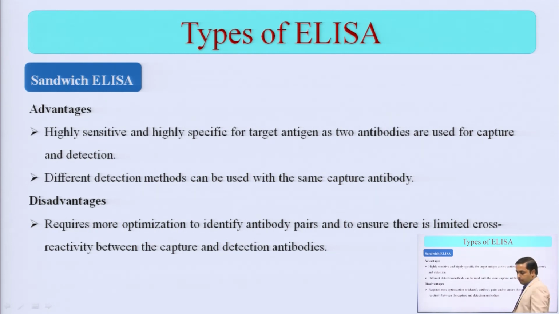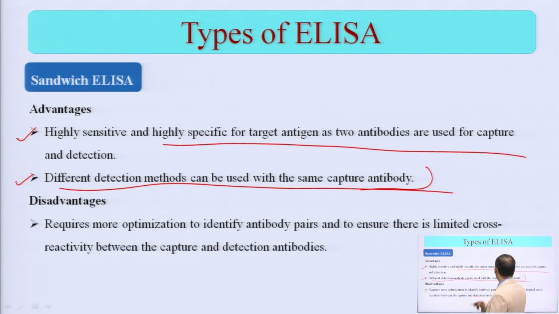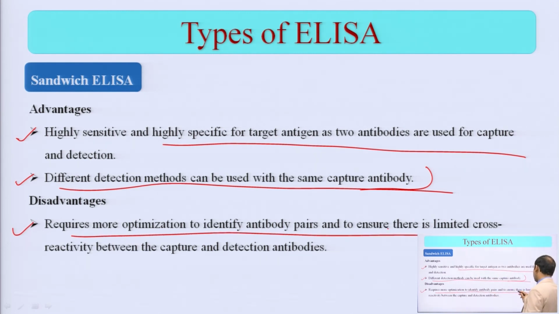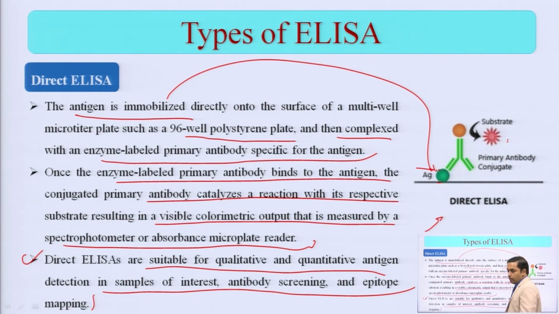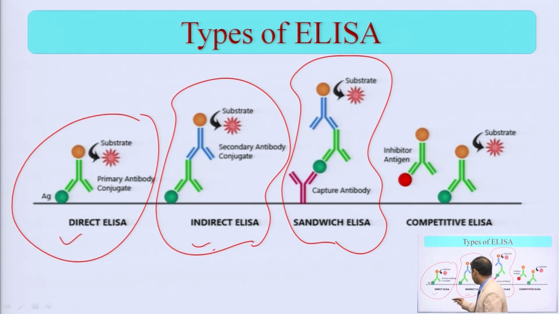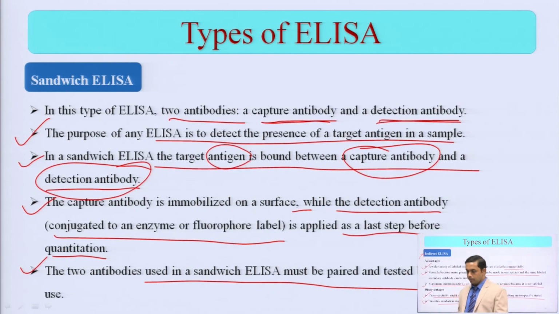This is sandwich ELISA. What are the advantages? It is highly sensitive and highly specific for the target antigen, as two antibodies are used for capture and detection, and different detection methods can be used with the same capture antibody. What are the disadvantages? It requires more optimization to identify the antibody pair and ensure that there is limited cross reactivity between the capture and detection antibody. I hope you are very clear about direct, indirect and sandwich. Now, come to the last type of ELISA, called competitive ELISA. Let me tell you more about the competitive ELISA.